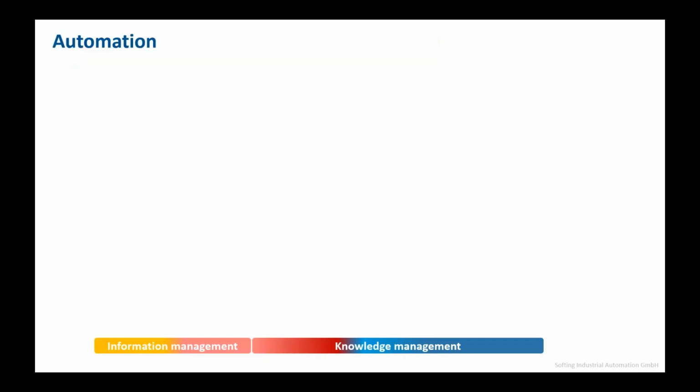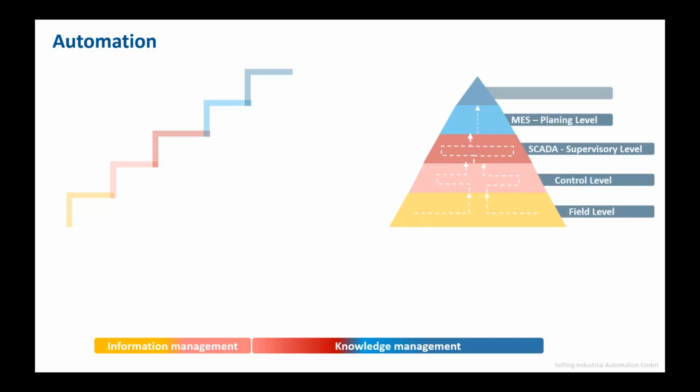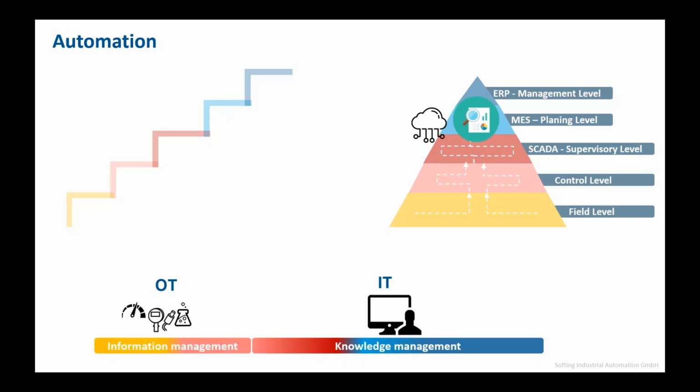Moving on and bringing this into automation, we have here our steps of knowledge, and here our pyramid of the automation with its 5 levels. We somehow can try to combine them, and if we go into automation, we really see that the information management part is our OT level, and the knowledge management is our IT management. So the upper, like the supervision level, the planning level, the management level. Up here, I make all my data analytics. I have my cloud-based solutions that really mine all this information and make the best out of it.